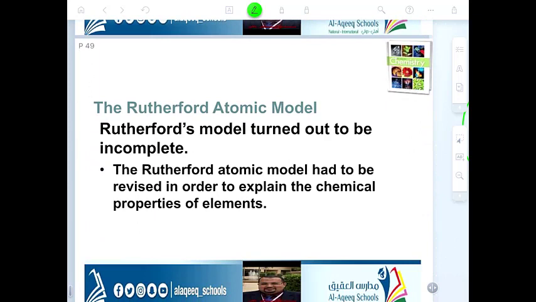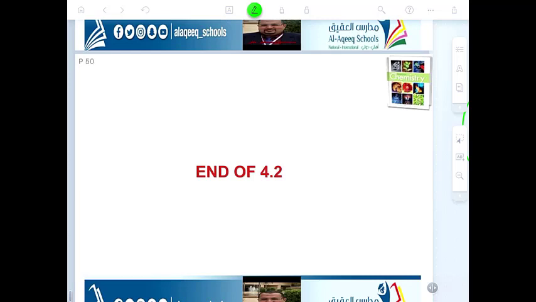Rutherford's atomic model turned out to be incomplete because he didn't explain the chemical properties of the elements. So they call it incomplete. This is the story of discovering the structure of the atom.